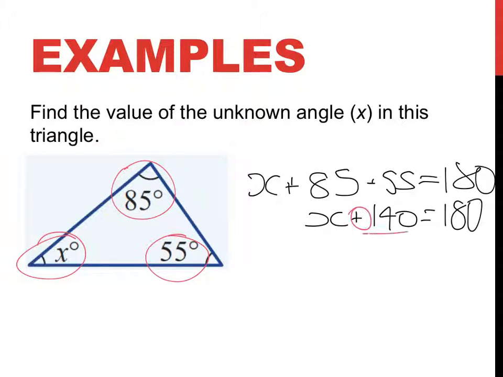Okay, how do I get things away from the pronumeral? Well, if it's a plus 140, I minus it. If I minus it from this side, I have to minus it from the other side. That cancels out. x equals 180 minus 140. Okay, x equals 40 degrees. You can solve it hundreds of ways. I'm just solving it using equations because they make lots of sense.